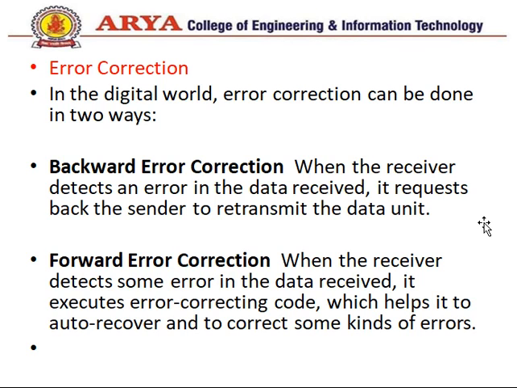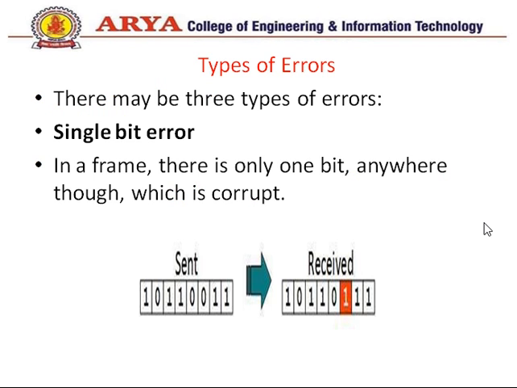Error correction. In the digital world, error correction can be done in two ways. It is the method of correcting error in the sent data. Backward error correction: when the receiver detects an error in the data received, it requests the sender to transmit the data unit again. Second is forward error correction: when the receiver detects some error in the data received, it executes an error correcting code which helps it to auto recover and correct some kinds of error. So these are the two methods of correcting the error, backward and forward.